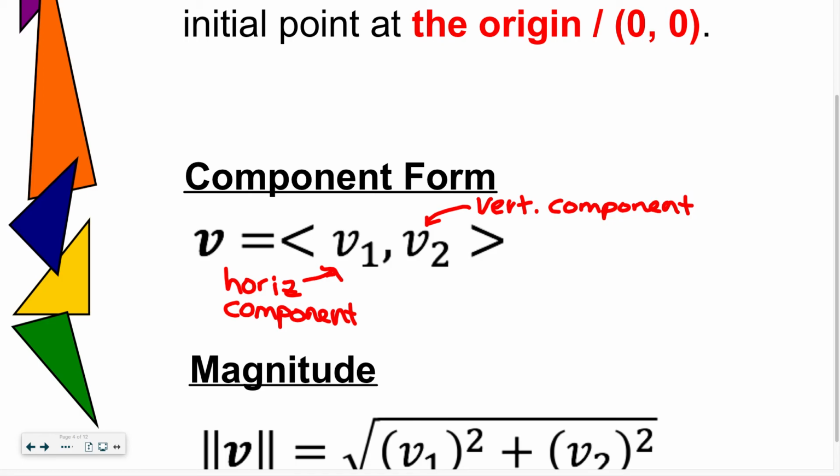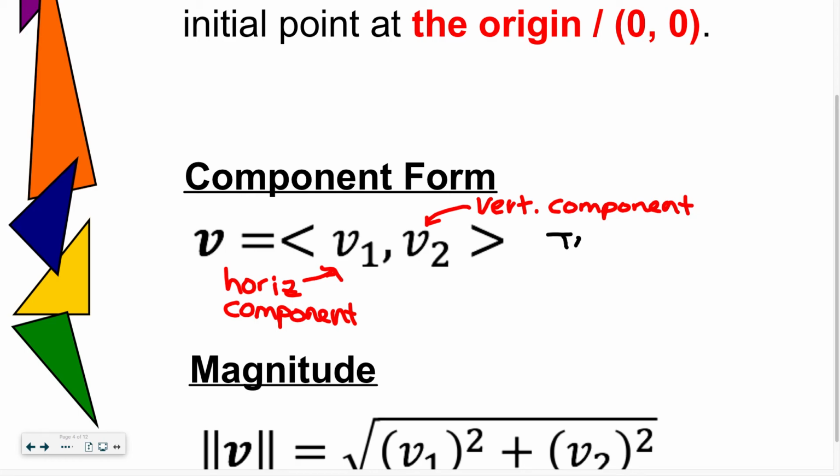Think about how component form is very similar to an ordered pair, right? X, Y. X, the first thing is about left, right. Y, the second thing is about up, down. That's v sub 1 and v sub 2. But we use the angled brackets. Not every vector that you'll be working with will always come in component form.